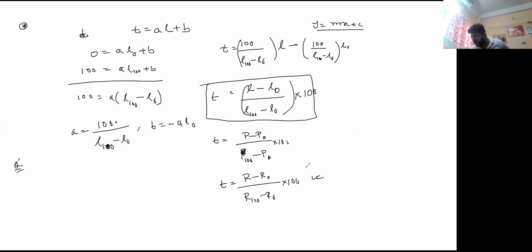Similarly, a question is there: a platinum resistance thermometer reads 0 degree centigrade. At 0 degree centigrade, resistance is 80 ohm, and at 100 degree centigrade, the resistance is 90 ohm. Find the temperature on the platinum scale at which the resistance is 86 ohm. Try this question.